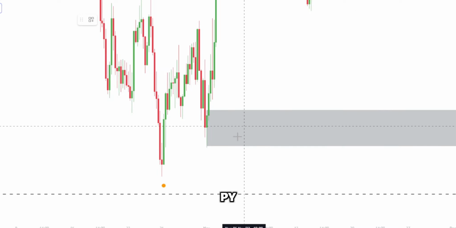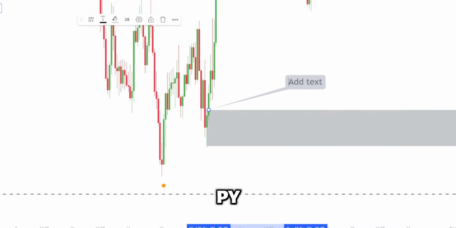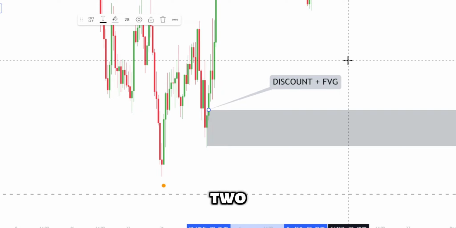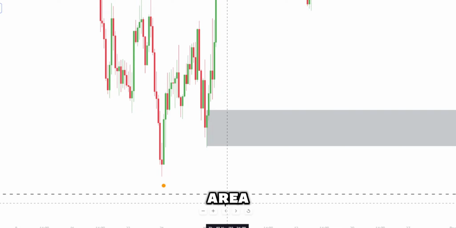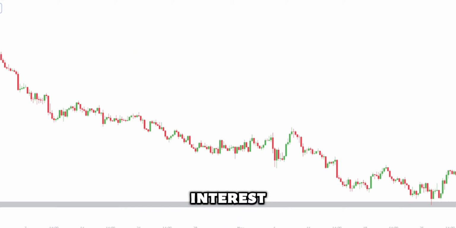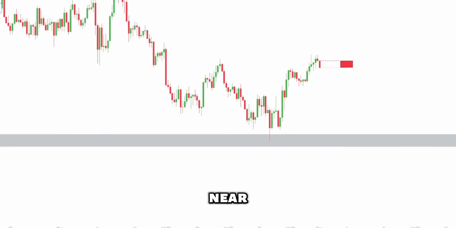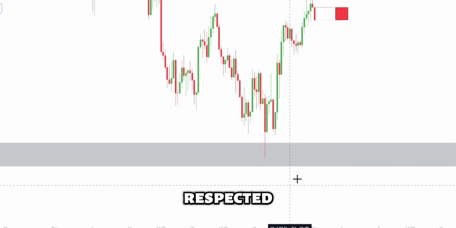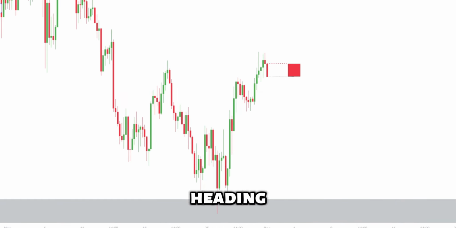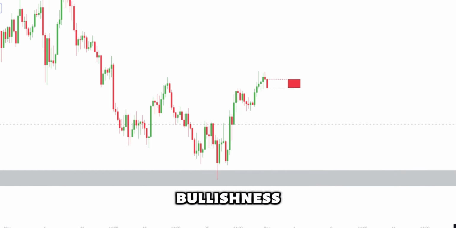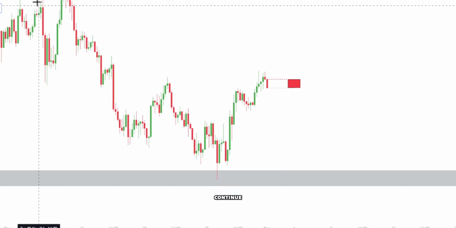So this is a POI. And the reason it's a POI is because we are in discount, right? That's the first thing. So we are in discount and we've left a fair value gap. So these are the two reasons I was interested in this area. Hence, we call it a point of interest. Look at how price behaved near this point of interest, right? Price respected it with a wick before ultimately heading higher. I expect the bullishness on NZDUSD to continue.